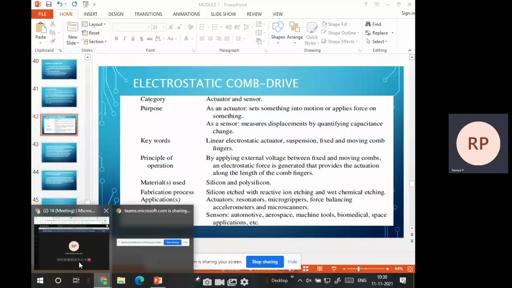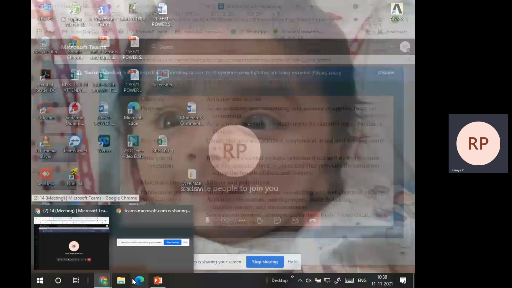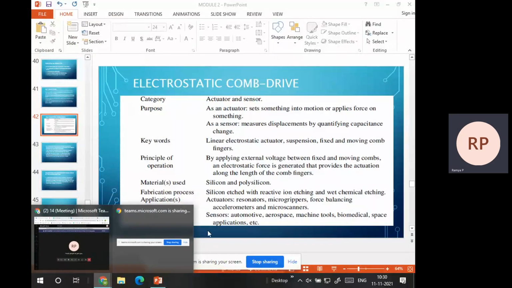As I told you in the previous class, the electrostatic comb drive can be used as an actuator as well as a sensor. There are certain devices where it works only as a sensor, but this particular device is going to work as an actuator as well as a sensor. I have told you this a bit early itself.